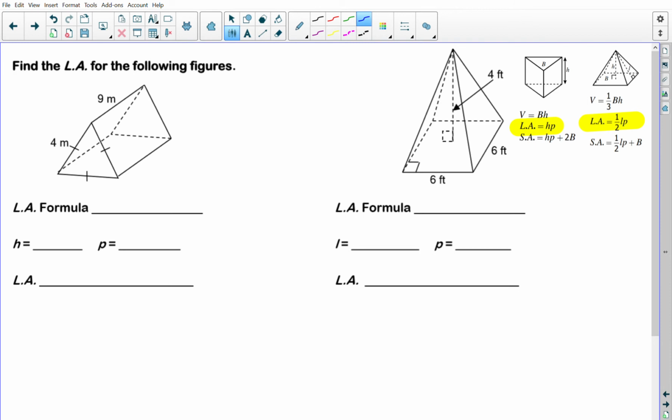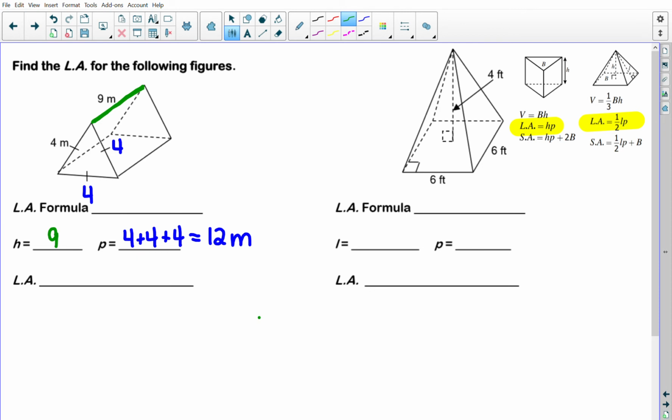So here we have a base of 4, and it's labeled as an equilateral triangle. So the perimeter would just be the sum of those three sides, which would be 12. And I could put meters behind that. And then the height of this triangular prism is the distance between the bases. So that's going to be 9.